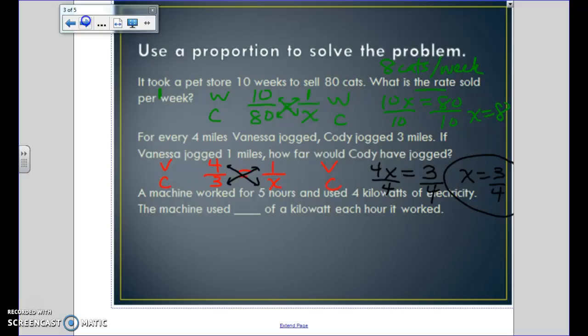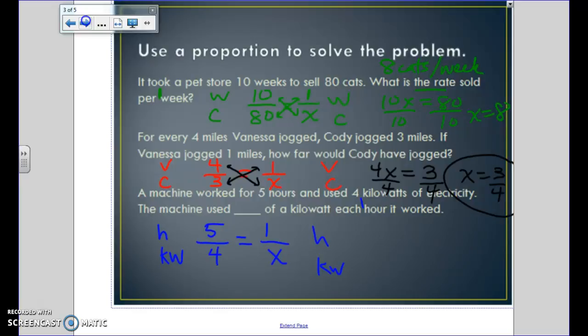Okay, let's take a look at this last one here. It says a machine worked for 5 hours and used 4 kilowatts. So I'm just going to go ahead and set up a proportion right now. 5 to 4, and that's hours per kilowatt. So my second ratio needs to also be in the form of hours per kilowatt. And it says the machine used blank of a kilowatt. So it's telling me we don't know how many kilowatts it used for each 1 hour that it used.